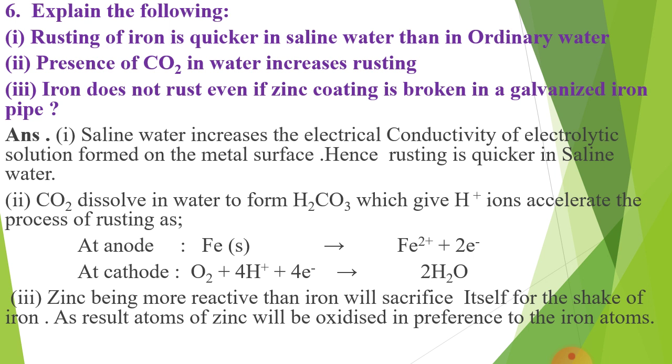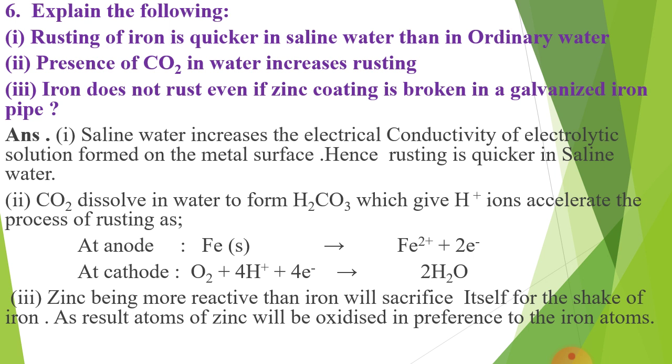Second question, presence of CO2 in water increases rusting. CO2 dissolves in water to form H2CO3, which gives H+ ions that accelerate the process of rusting. At the anode, iron converts into Fe2+ plus 2 electrons, and at the cathode O2 plus 4H+ plus 4 electrons change into water. So that's why CO2 increases the rusting.